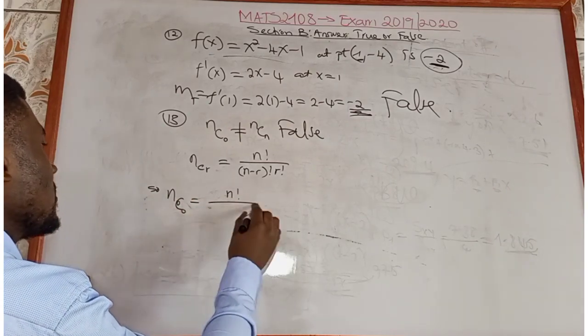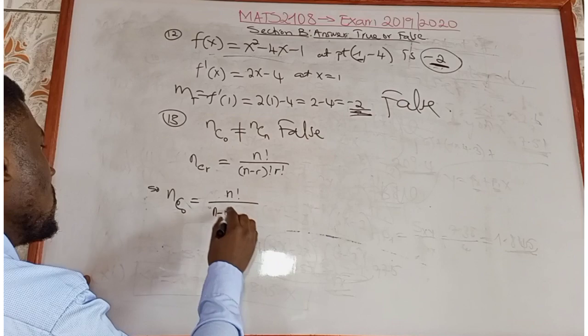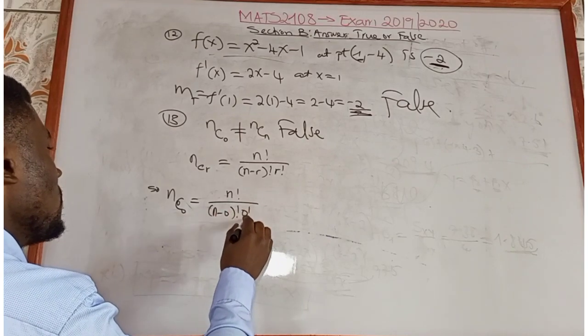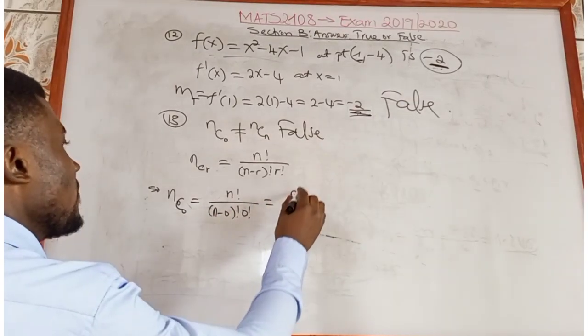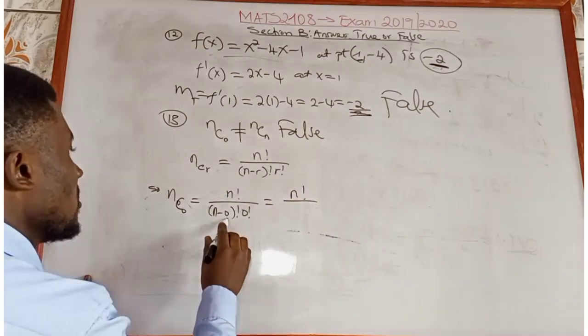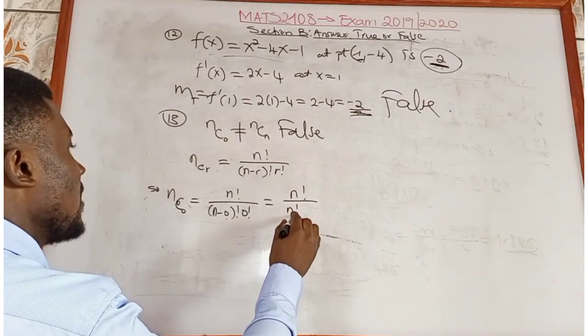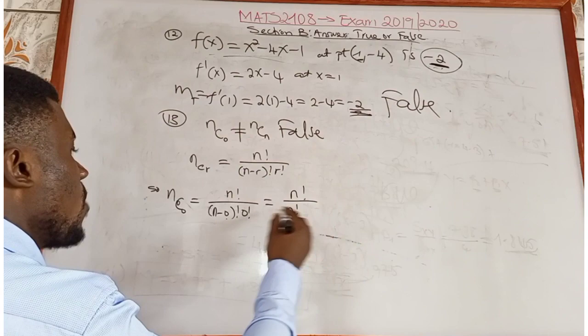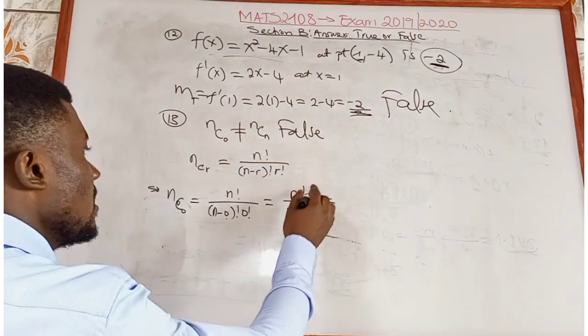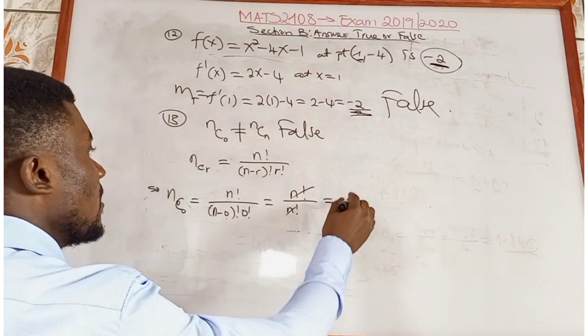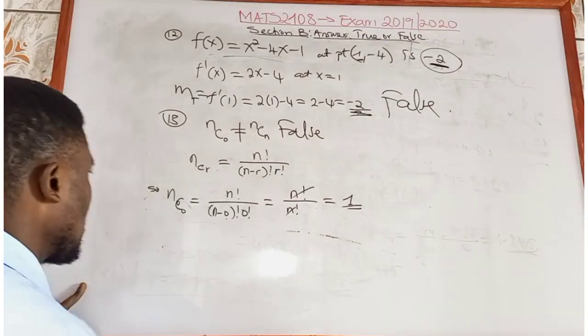So n combination 0 will be what? n factorial divided by (n minus 0) factorial times 0 factorial. Simplifying is what? n factorial. n minus 0 is simply n, and then 0 factorial is 1. So it stays out. Then you see that this can cancel this, and we have 1.